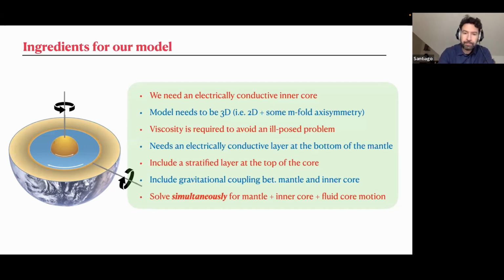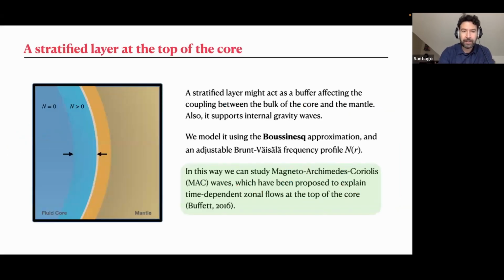One peculiarity is that viscosity is required, because otherwise the problem becomes ill-posed. This is something that we know from the work of Michel Rieutord about 20 years ago. We also want the possibility to model a stratified layer at the top of the core, because there is a suggestion from Bruce Buffett that some subtle flows inferred at the top of the core can be caused by magneto-Archimedes-Coriolis, or MAC, waves in the core. For that, you need a stratified layer at the top of the core, and we can do that in our code. We use the Boussinesq approximation.